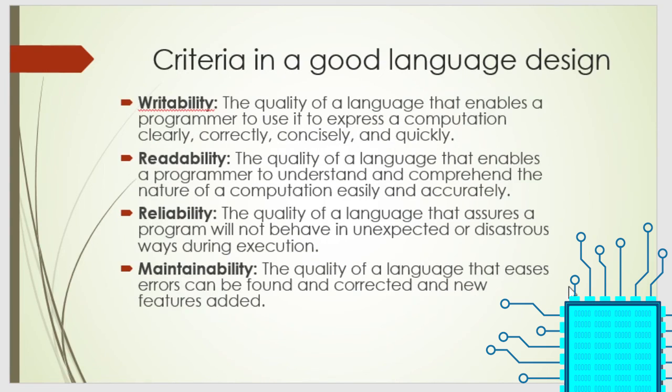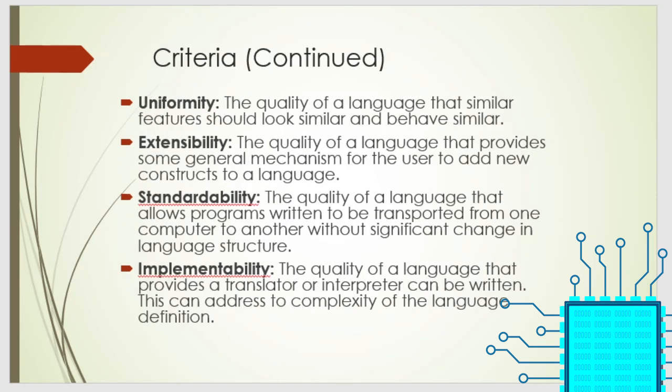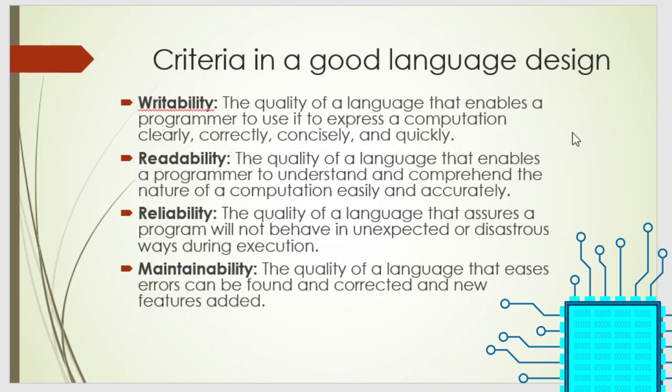So the criteria in a good language design are writability, readability, reliability, maintainability, uniformity, extensibility, standardability, and implementability. Writability, the quality of a language that enables a programmer to use it to express a computation clearly, correctly, concisely, and quickly. Readability, the quality of a language that enables a programmer to understand and comprehend the nature of a computation easily and accurately.